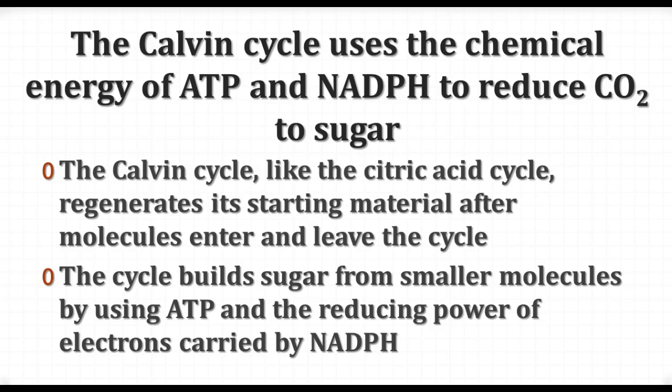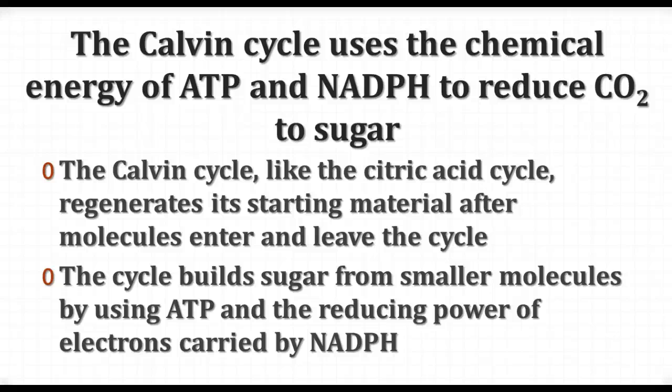The Calvin cycle is also called the light-independent reaction, sometimes called the dark reactions, as I said earlier. I prefer not to use the term dark reactions because it makes you think that this happens in the dark, which it really doesn't. But it can, but it doesn't normally happen that way, and it certainly doesn't require dark to happen. So we're going to use that chemical energy that we produced in the light reactions to reduce the carbon dioxide into sugars. Similar to the citric acid cycle, it's going to regenerate the starting molecule after the molecules enter and leave the cycle.